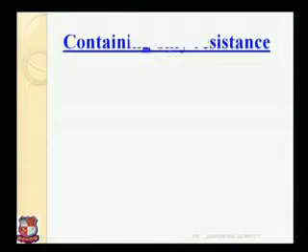Hello friends, in the last session we discussed the vector representation of alternating quantity. In today's session we will discuss the behavior of circuit elements and the voltage and current relationship for a resistive circuit, inductive circuit and capacitive circuit. First of all, we will start with the resistive circuit, containing only resistance.